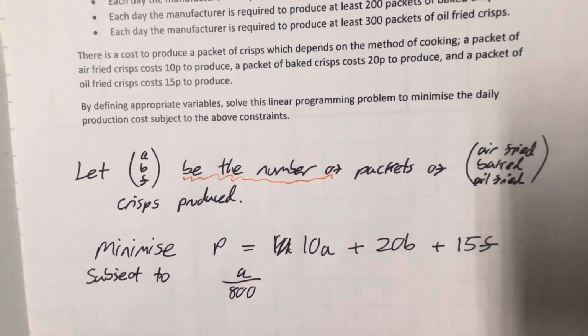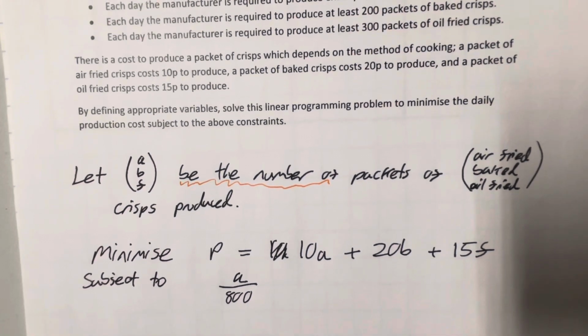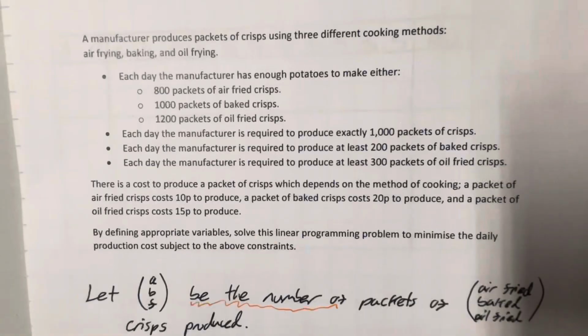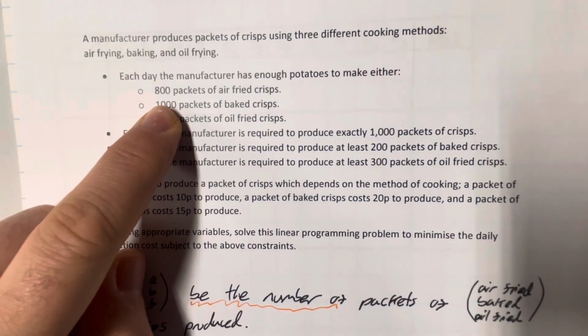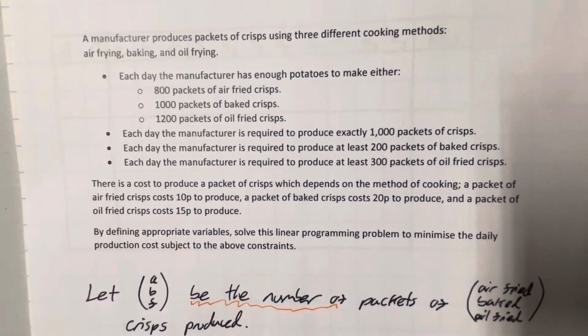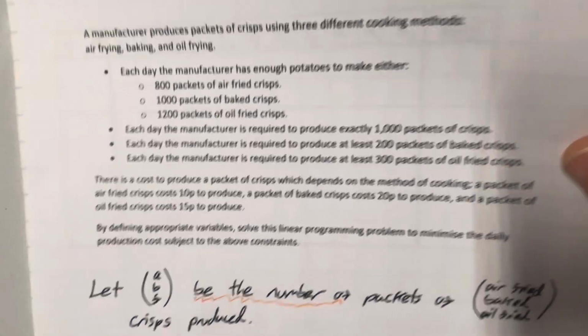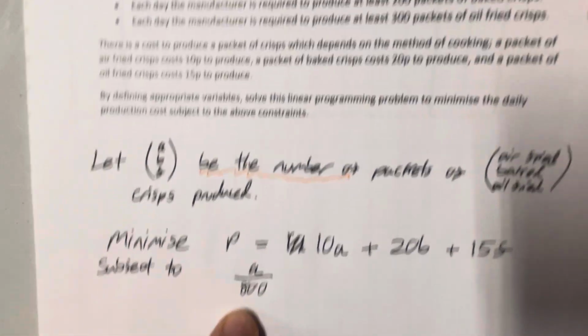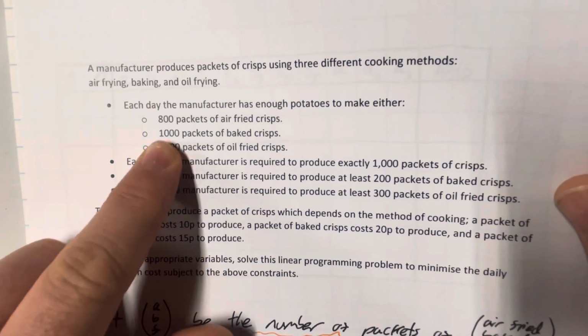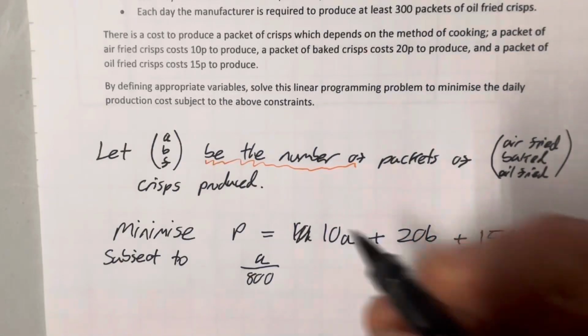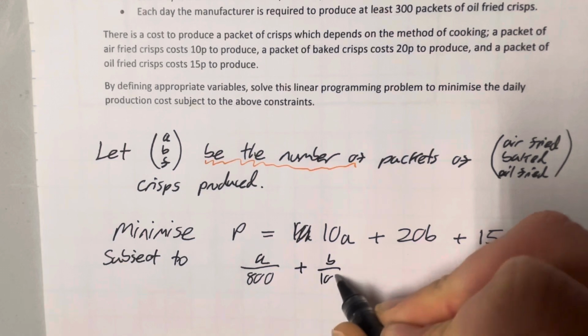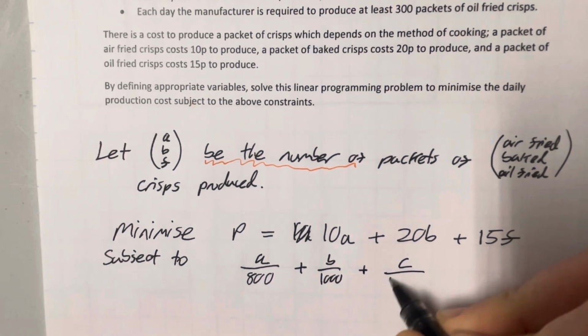So if I were to do that, then A over 800 would be the number 1. Okay, that's the maximum it could be. But if I produced only 400 packets of air-fried crisps, that's used half the potatoes, which means I could then produce either 500 packets of baked crisps, or 600 packets of oil-fried crisps. So it's some kind of linear relationship between these. But the best way to do it is to do it as I'm doing it here. So A over 800. And then I could argue the same thing for the other two as well. So by symmetry, I'm going to end up with plus B over 1000 and then plus F over 1200.